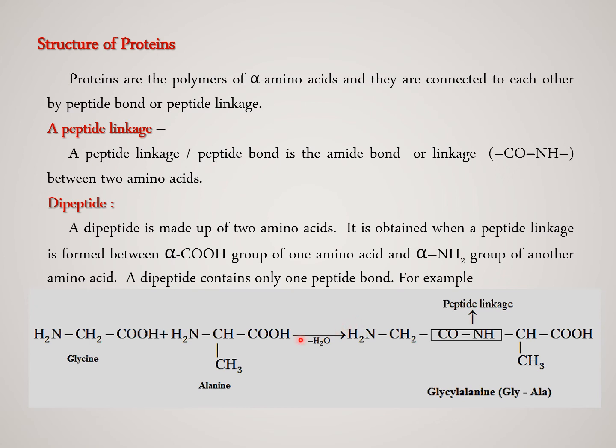So let us understand this. When you have glycine reacting with alanine, the OH group from the acid reacts with hydrogen of the amino group to be lost as water. As a result, the resulting structure has a CONH linkage, which is called the peptide linkage. This is what a dipeptide is. It is formed by the reaction between two amino acid molecules.